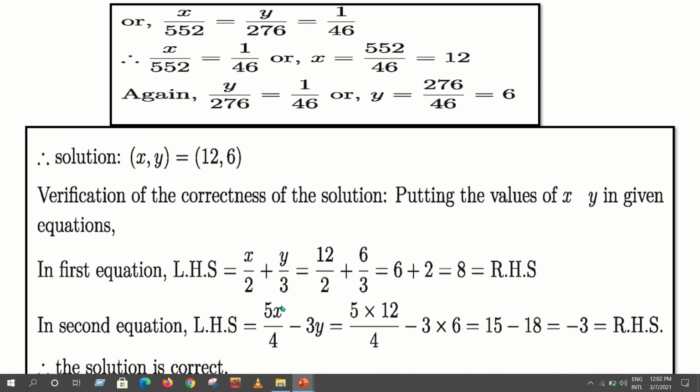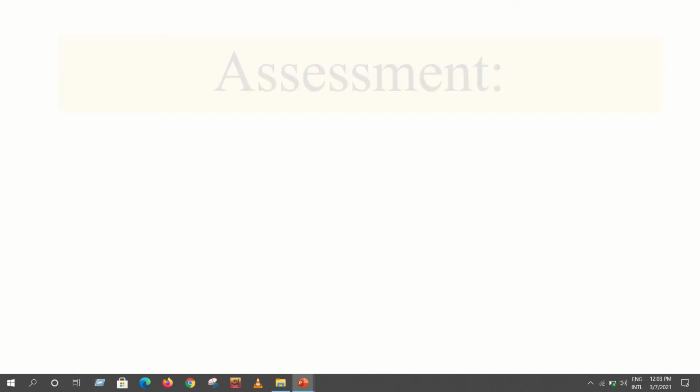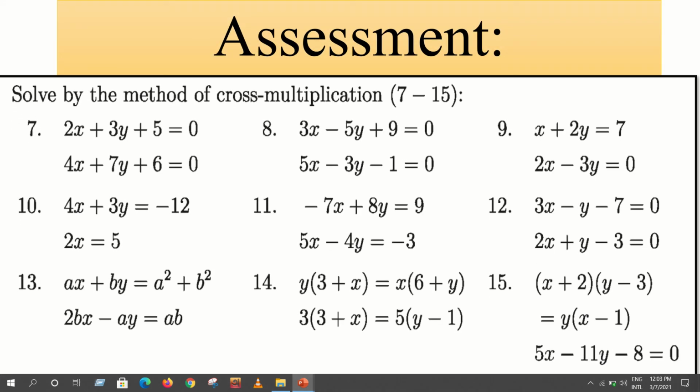And second equation, left hand side, 5x divided by 4 minus 3y, this equal to 5 into 12 by 4 minus 3 into 6, this equal to minus 3. And right side here minus 3. So left hand side and right hand side are equal. So the solution is correct. This is a verification. Okay, if needed you have to verify, otherwise no need. Clear everyone?